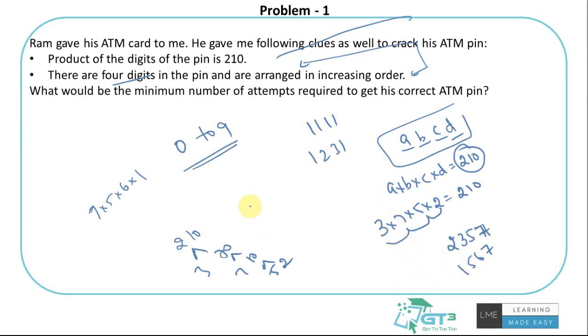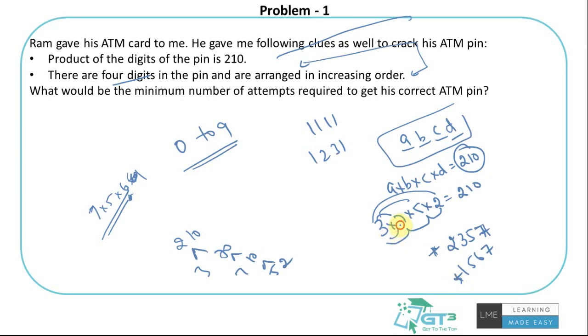Can I do anything else? Is there anything else possible? 6 can be split into 3 into 2. That's fine, so that's why I got this: 3, 2, 5, 7. These are 4 prime numbers. I cannot split them further, right? 3 7s are 21, 3 5s are 15, 3 2s are 6, that's why I wrote them as 7 into 5 into 6. Any other two numbers, if I club and try to get a new digit, it will be greater than 9. It won't be a digit, it will be a 2-digit number, right? So these are the only two possibilities.